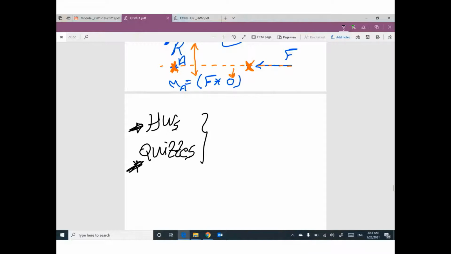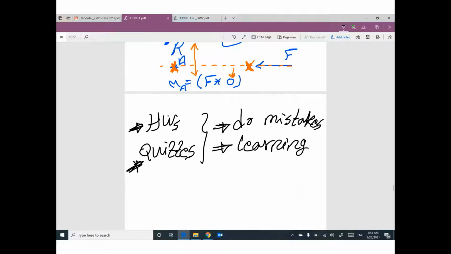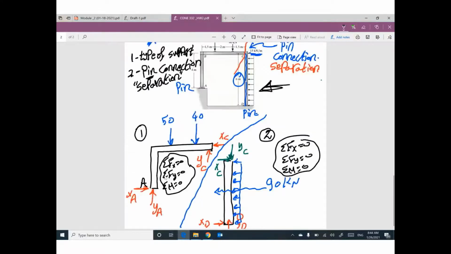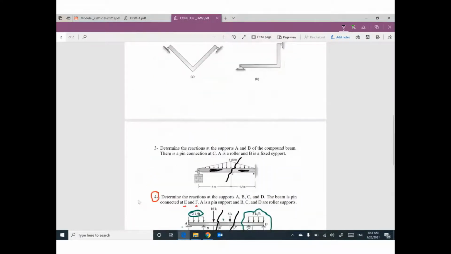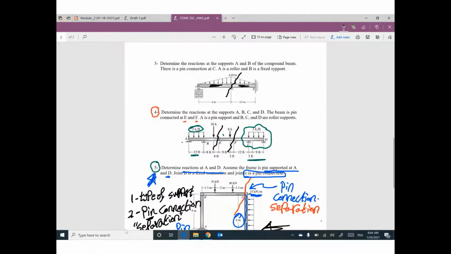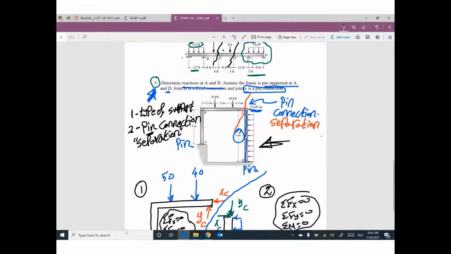I'm telling my kids about this point. You are doing homework to make mistakes, and then you are learning from these mistakes. Then in the exam, you are good. So probably you submitted your homework. It's not excellent. It's not good. It's not perfect. But right now we learn it. What is the mistake? What are the mistakes we did?